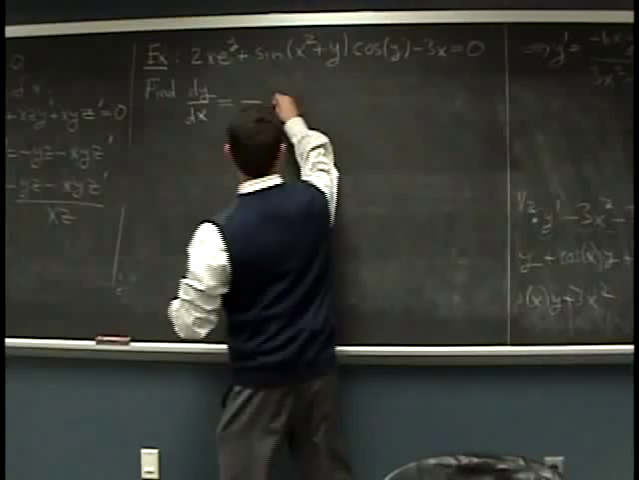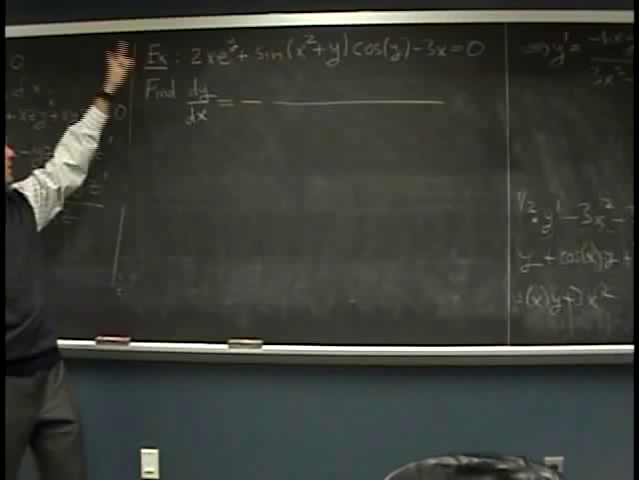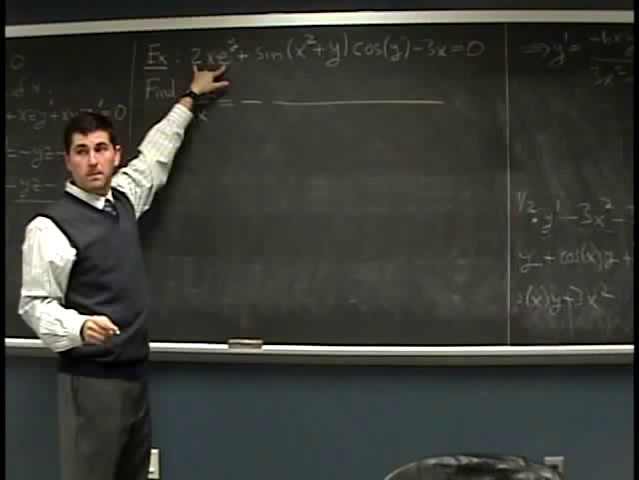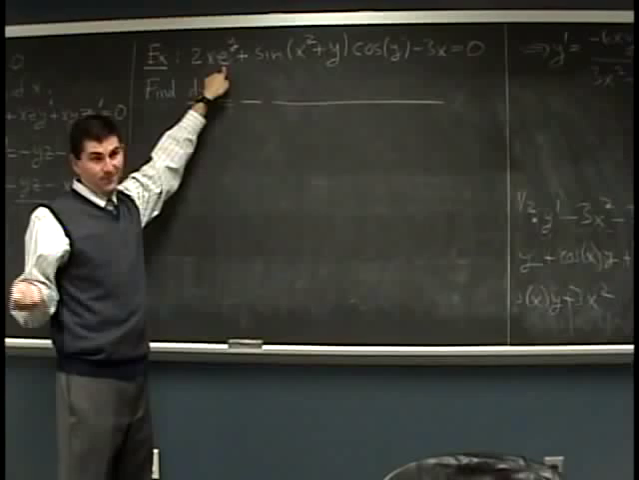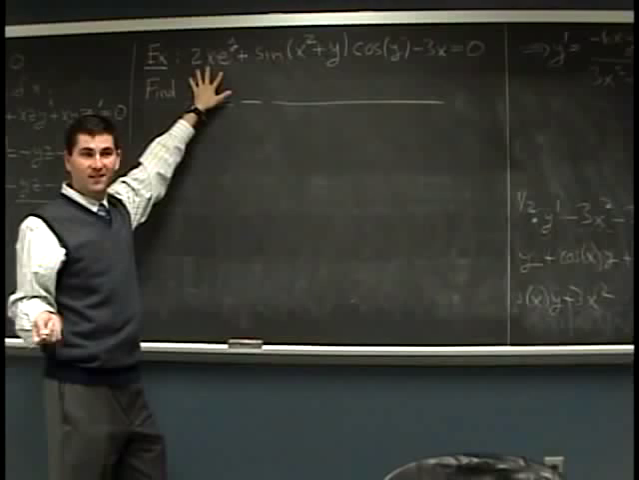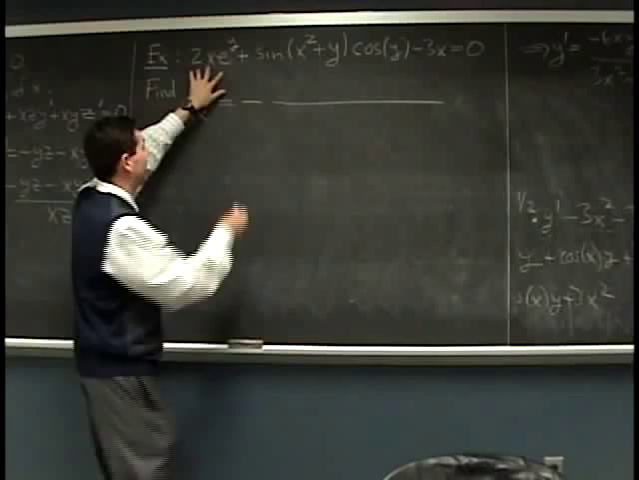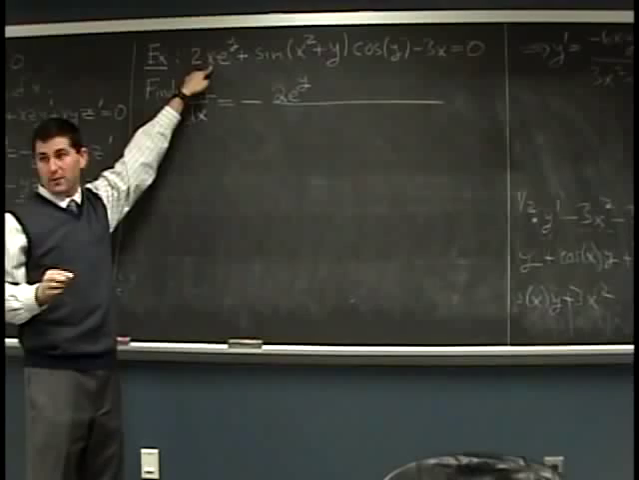So let's differentiate this. What's a constant? y is a constant, right? So what about e^y? It's a constant. So when I differentiate this, what do I get? 2e^y. The x is my variable, and the derivative of x is just 1, so that goes away. I just get 2e^y.